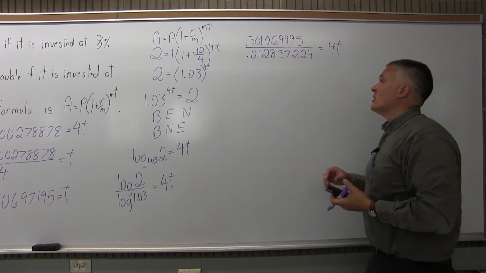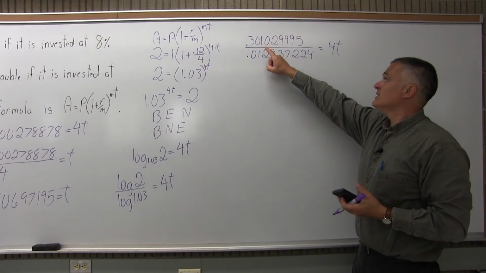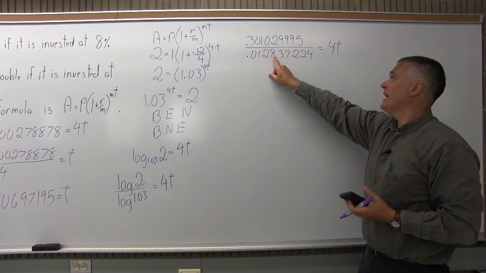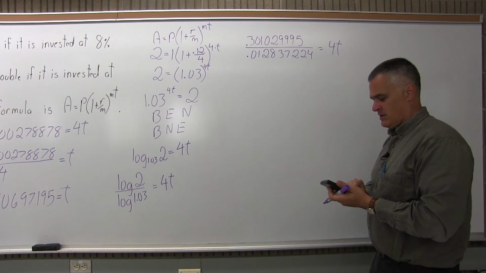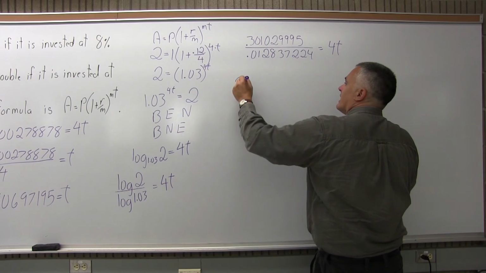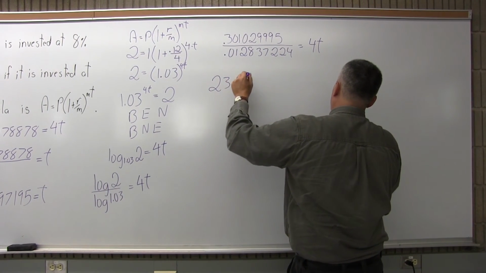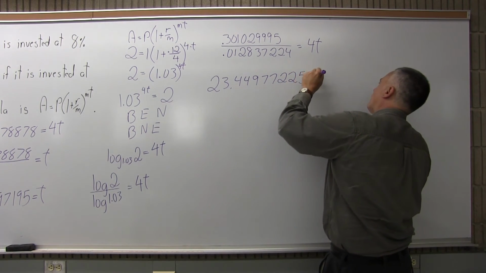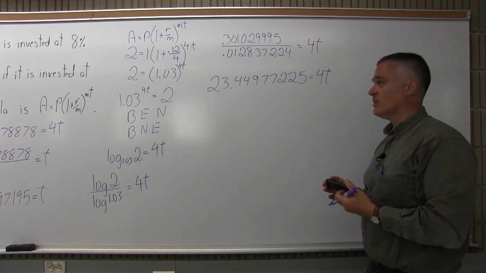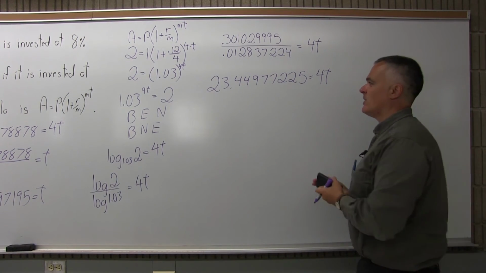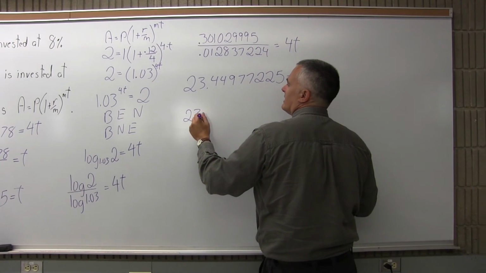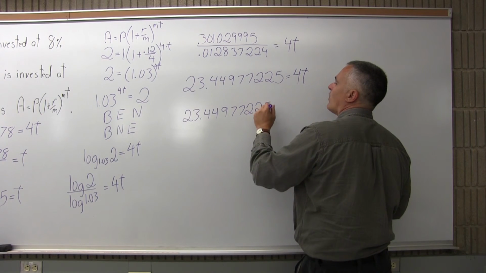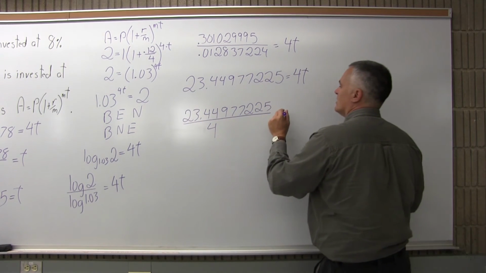So on the left side of my equation, let me do the division. 0.3010299995 divided by 0.012837224. And what I get is 23.449772225 equals 4t. Now keep in mind, I want to know what t equals, not 4t. I've got to divide out that 4. So the final answer is going to be 23.449772225 over 4 is equal to t.